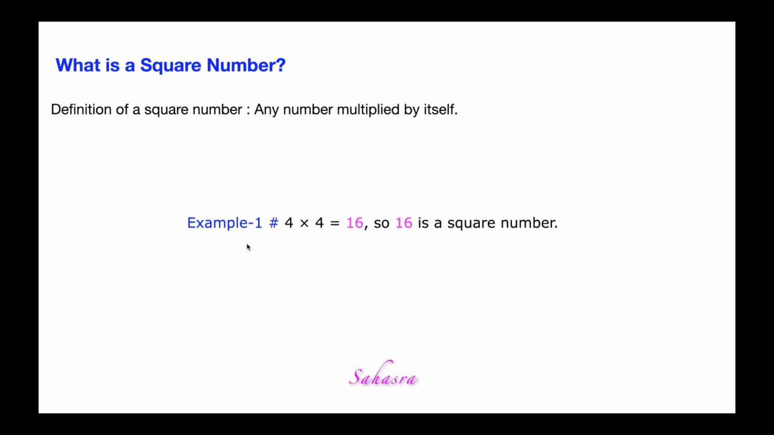3 to be specific. Example 1. 4 times 4 equals 16. So that means that 16 is a square number. 4 and 4 are the same numbers.